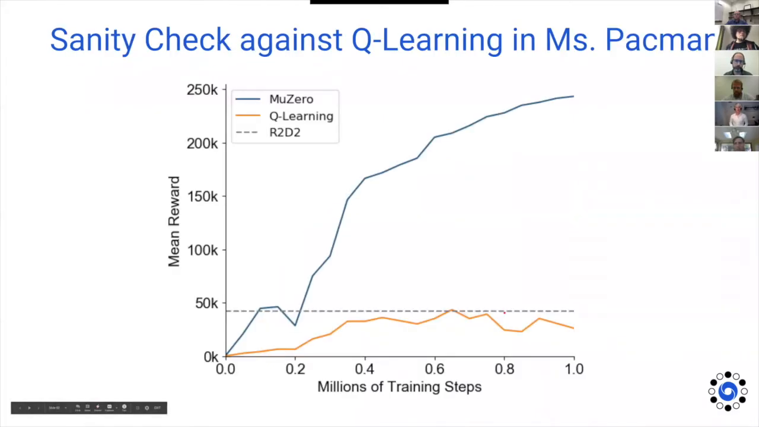Next, we looked at Atari and the learning there. First, we wanted to make sure that our improvements were indeed from the search algorithm and not, say, because we had a good network architecture or a good general training framework. So we implemented the Q learning loss and compared results there on Pac-Man. And indeed, we saw that with MuZero and the search loss, we got much better performance than with the Q learning loss.